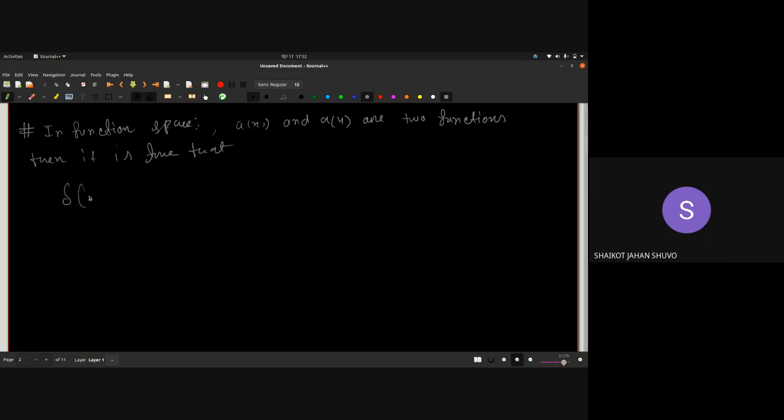In function space, let's say a(x) and a(y) are two functions. Then it is true that the functional derivative of the function itself, δa(y)/δa(x), is the delta function itself. This is another important thing to know.